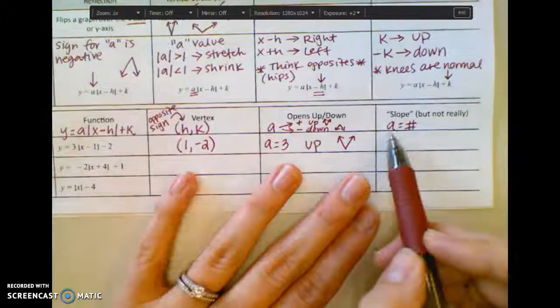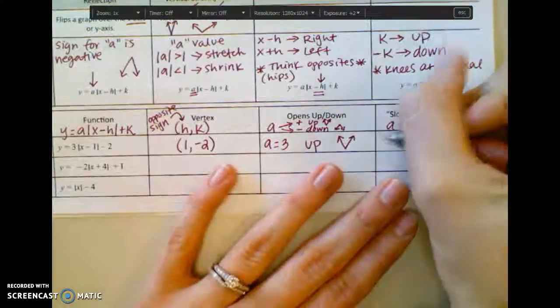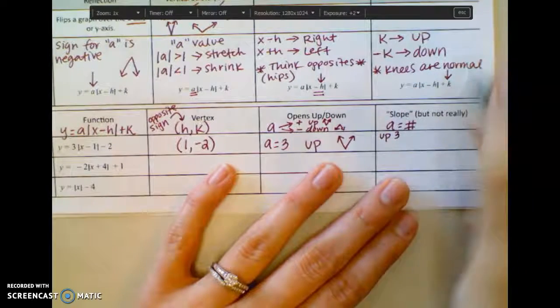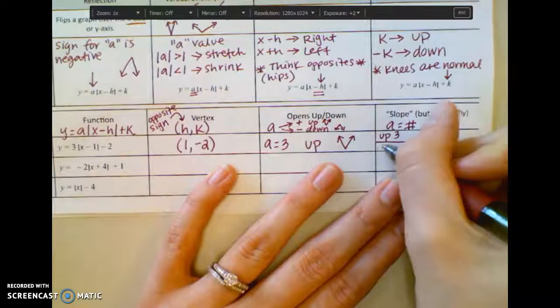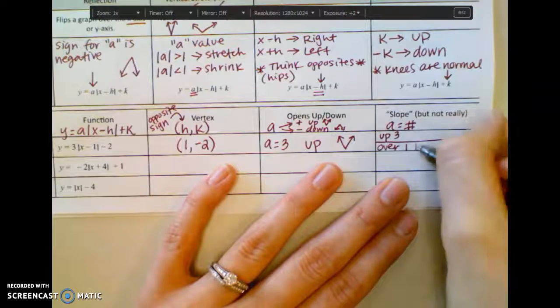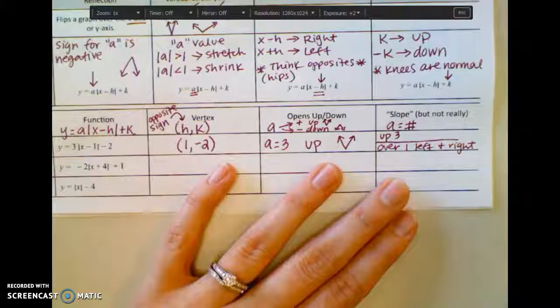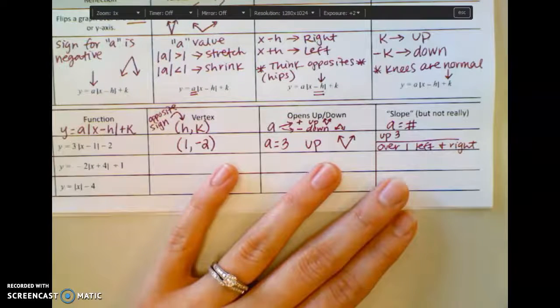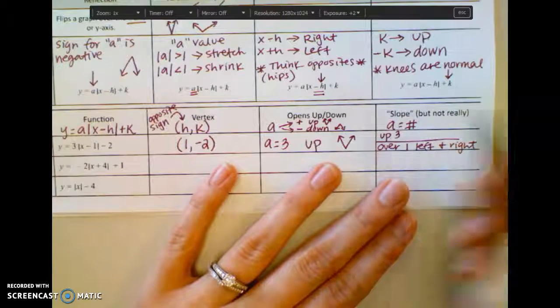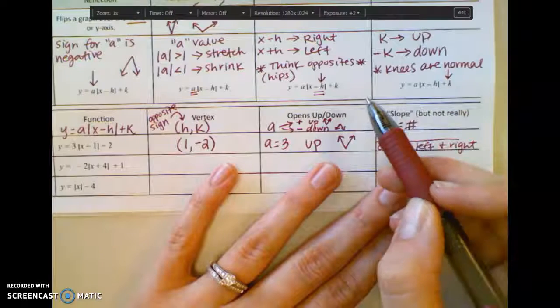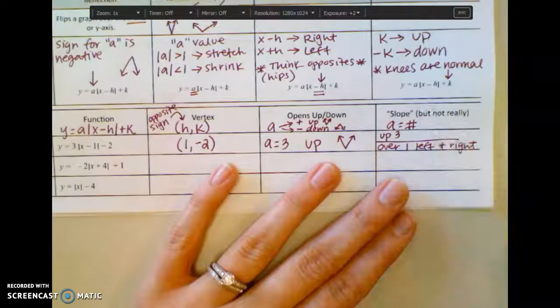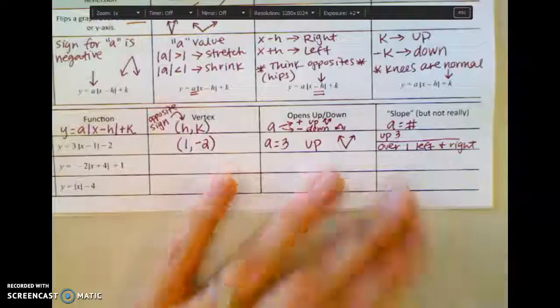So what does an a value of 3 tell us? It tells us we're going to go up 3, and then we're going to go over 1 left and right. And that's why it's different from a slope. We don't just go up 3 over 1, up 3 over 1. We're going to go up 3 and over 1 left, up 3 and over 1 right. And we'll see examples on the back of the sheet.